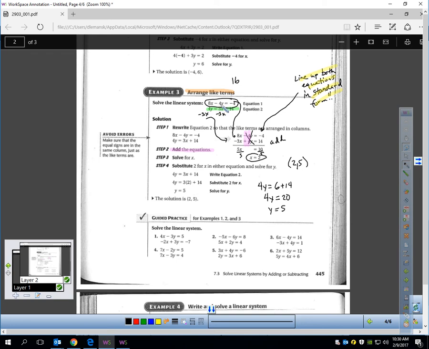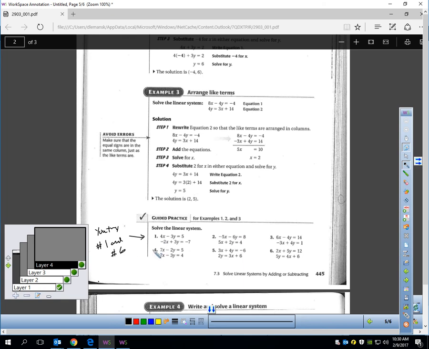Minus 4 times 5, which is 20, is 16 minus 20 going to give me negative 4? Yes, it does, so this is correct. What I want you to do is pause the video, try questions 1 and 6.